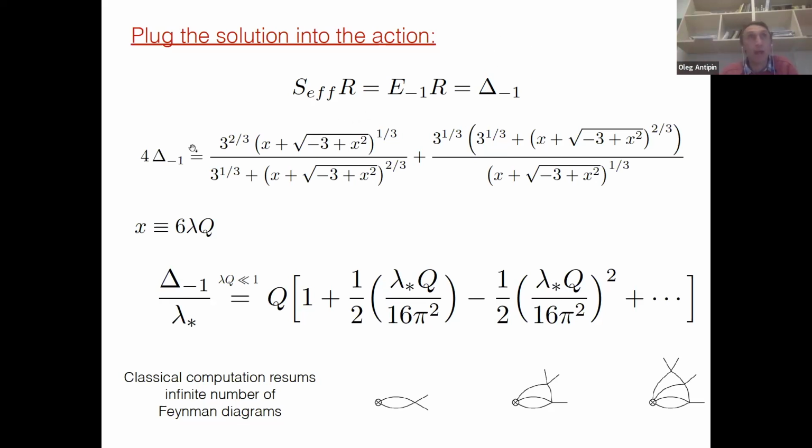You see, we are done. And it looks like this. Powers appear because of the cubic equation. It looks a bit weird, but this is because of that equation I mentioned to you. X is just lambda times q times 6, okay, definition. So what is the advantage of this thing? If you expand this function for small parameter x, you start to produce a Taylor series in the 't Hooft coupling lambda times q. I remind you that we are at the fixed point, so I put lambda star here to remind you that we have to be at the fixed point.